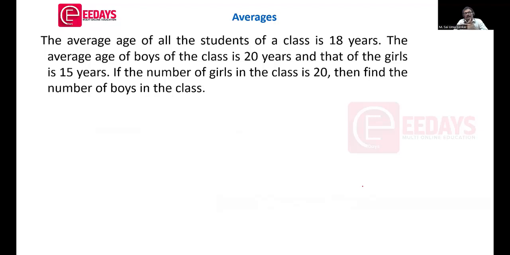The average age of all the students of a class is 18 years. The average age of boys in the class is 20 years and that of girls is 15 years. If the number of girls in the class is 20, then find the number of boys in the class.